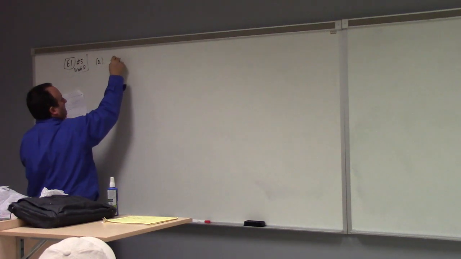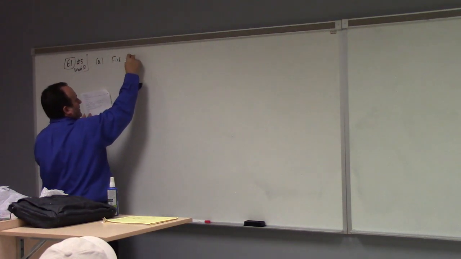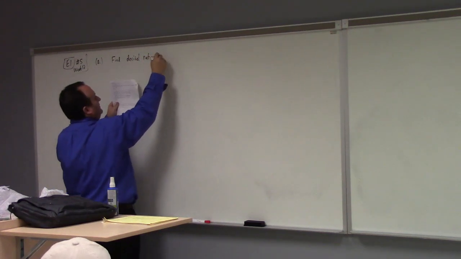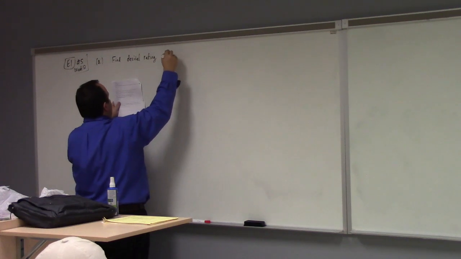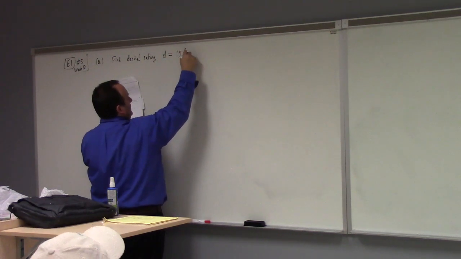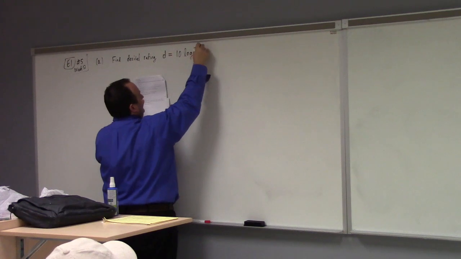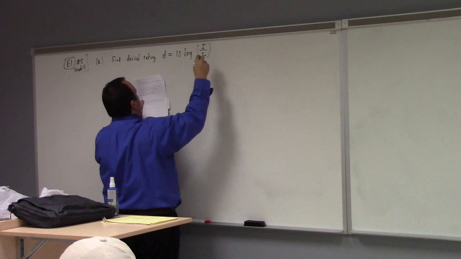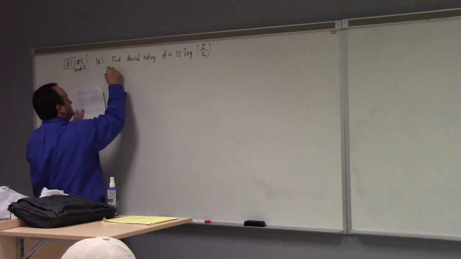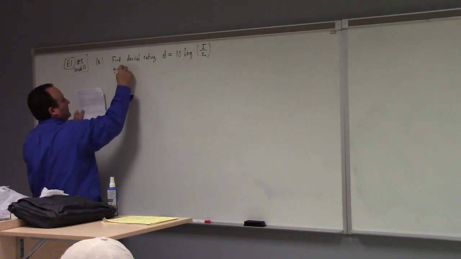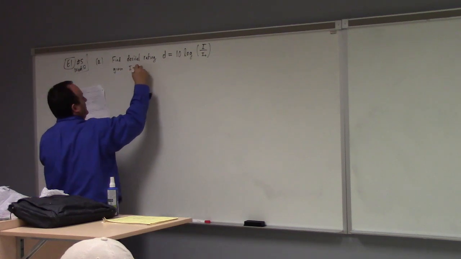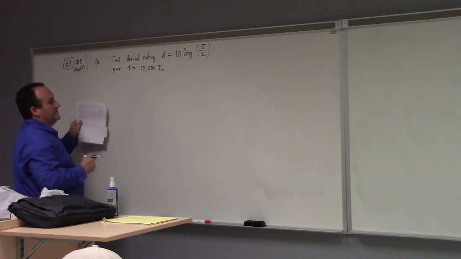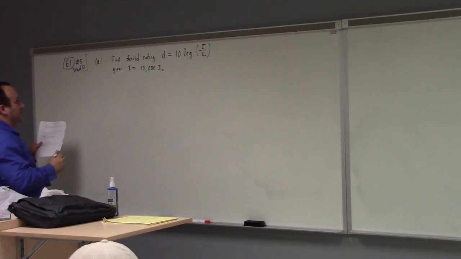Find the decibel rating, which is D equal to 10 log of I over I naught. All right, given I equals, for me, 10,000 I naught. Now for you, you might have a different number there. All right, that's part A.